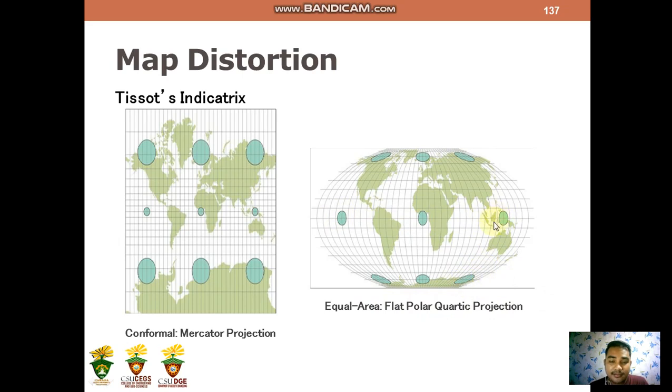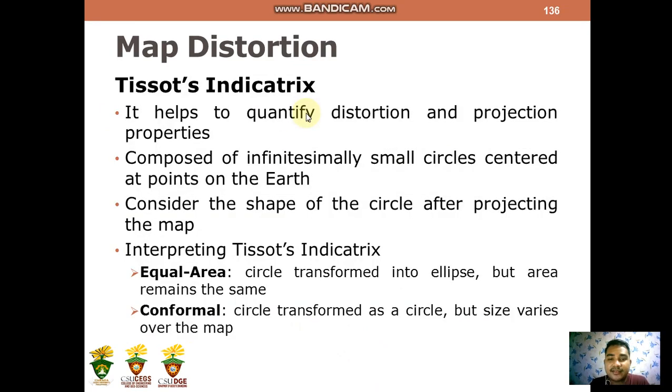So as ang kaning equal area or flat polar quartic projection, same circle diri pero pag ato siyang ibutang sa baba or sa taas, mag-change ang iyang form. So pag ato na siyang ibutang sa two-dimensional, mo vary gid siya, so lagi siya distortion. So Tissot's indicatrix will help us to quantify the distortion and the projection properties.